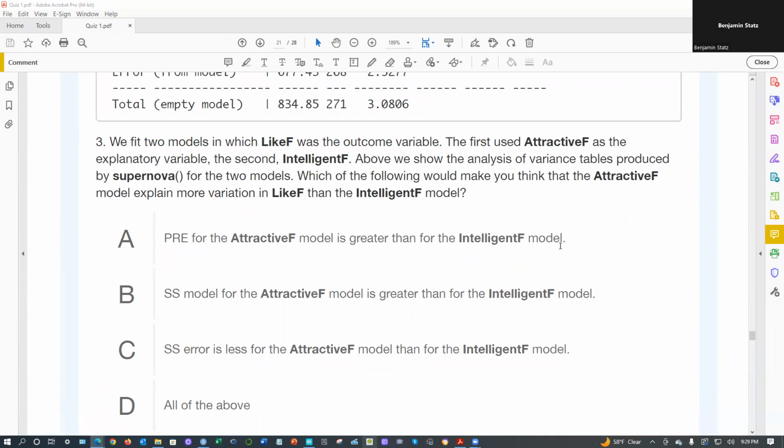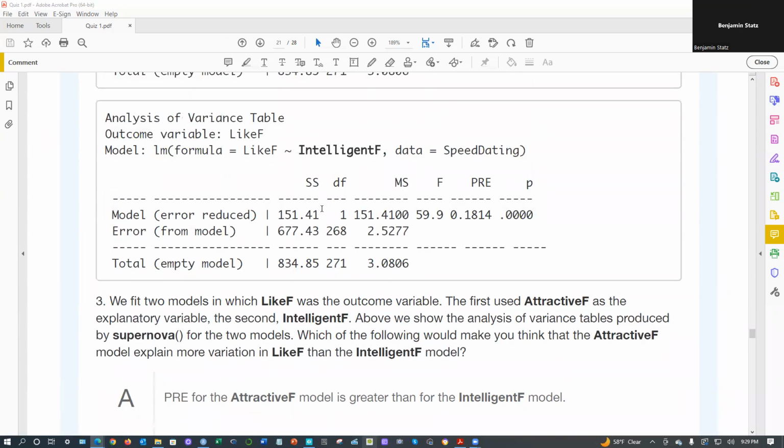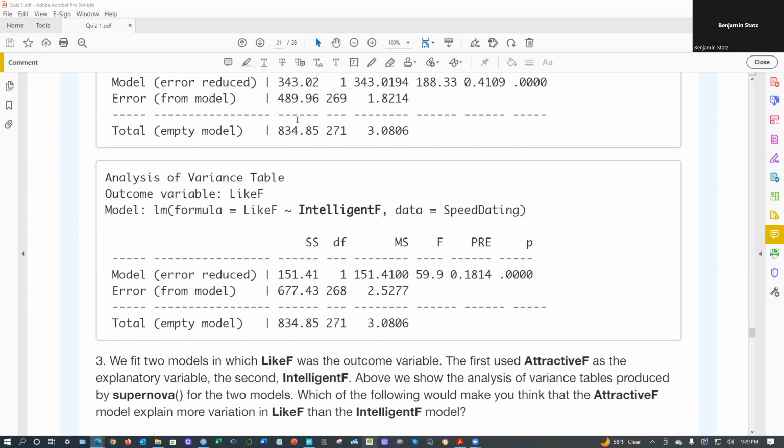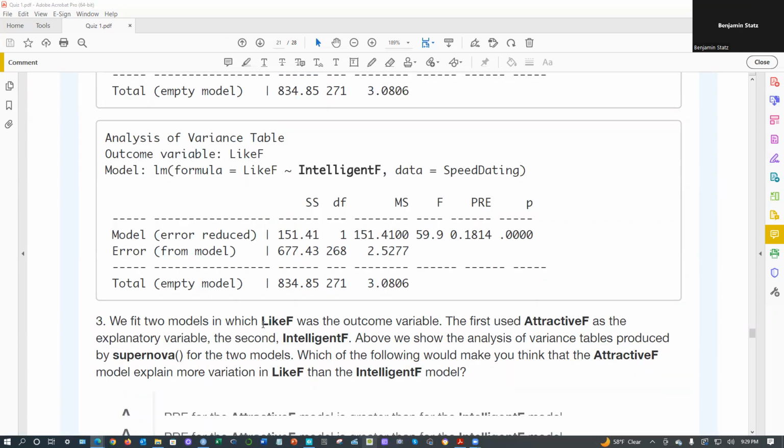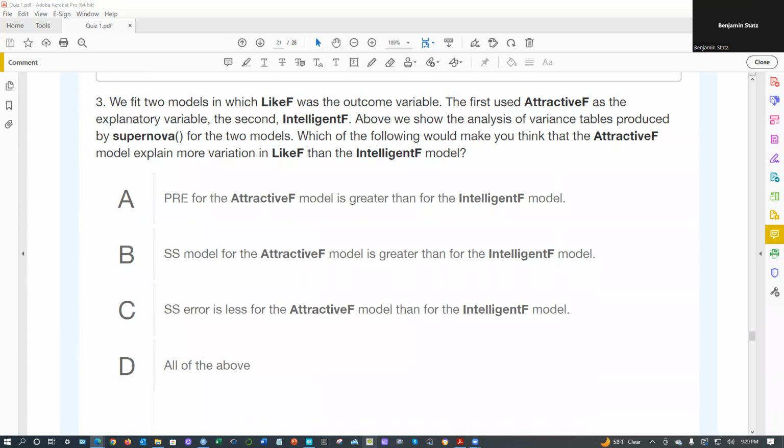The attractive model is greater than intelligent. SS model for this one. By looking at SS model, compare and contrast it with these two. Also the p-value, also SS error. That means all the above.